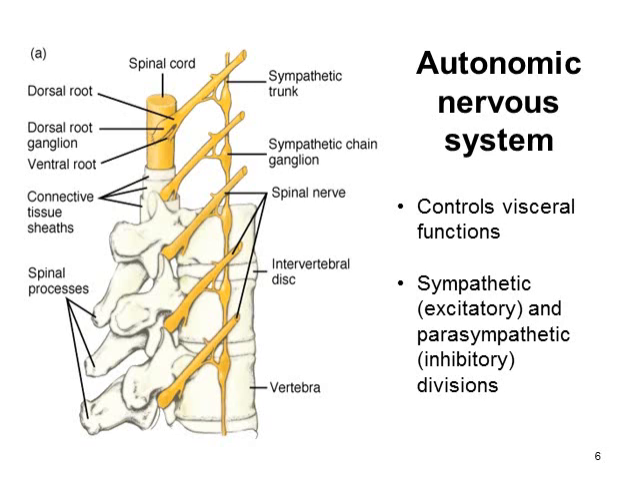You then have spinal nerves coming off through these spinal processes. The next line shows the sympathetic trunk and the sympathetic chain ganglion. Again, this is where you have cell bodies coming down through the sympathetic nerves. The autonomic nervous system controls all your visceral functions, so it controls things like your heart rate and your breathing rate. You have sympathetic or excitatory and parasympathetic inhibitory divisions.